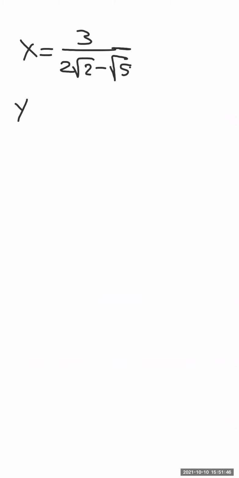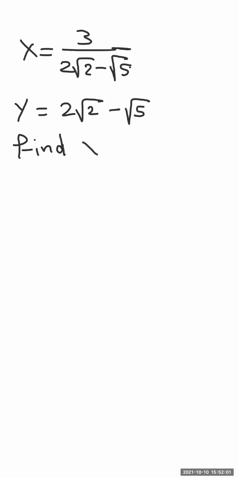If x = 3 over (2√2 − √5), and y = 2√2 plus or minus in the question. No, it was minus the square root of 5. Find x² − y².